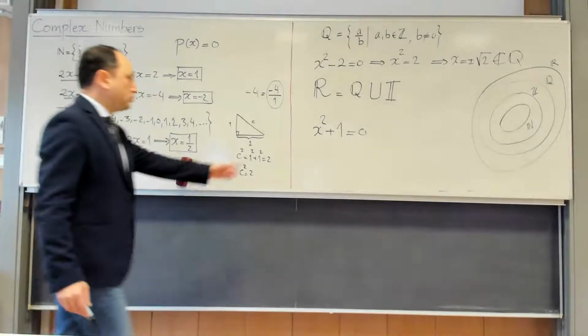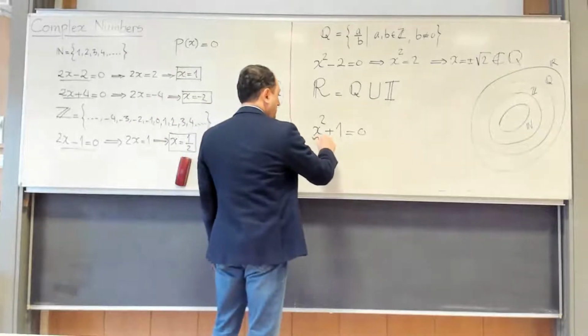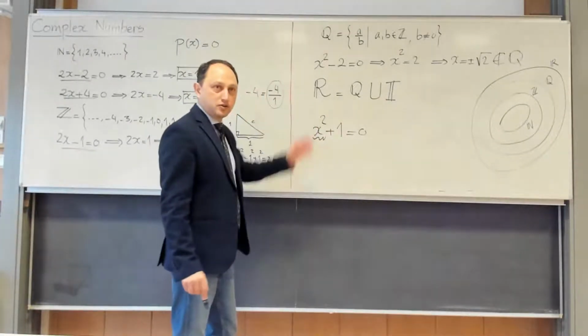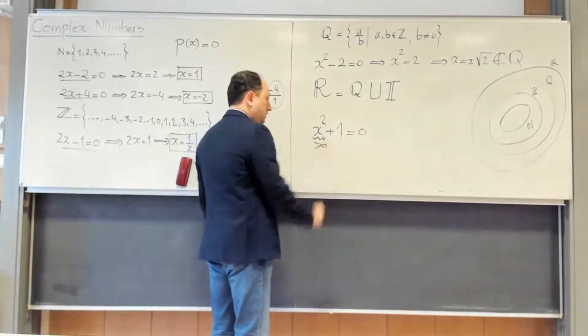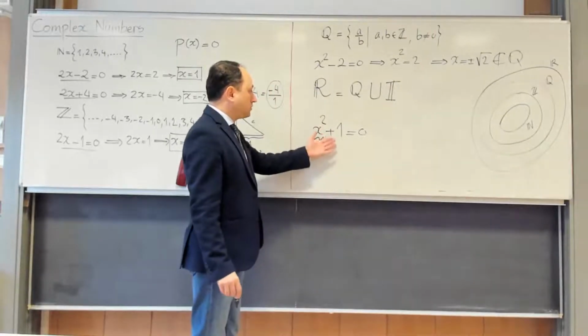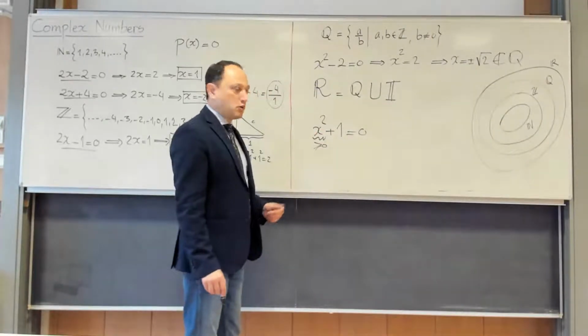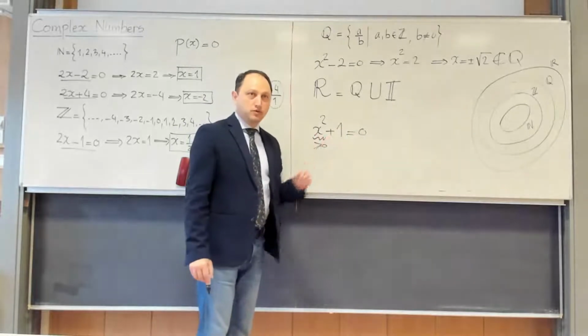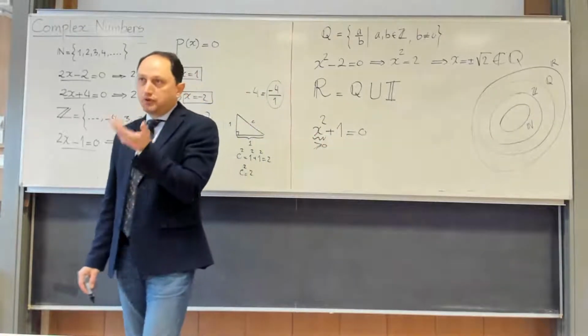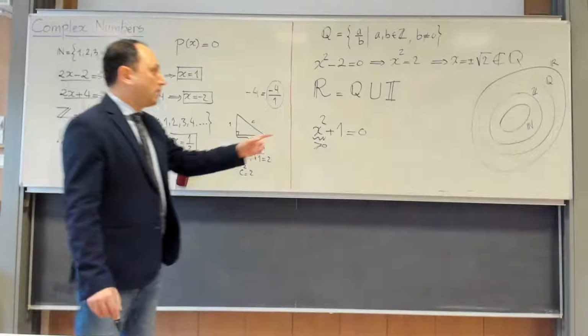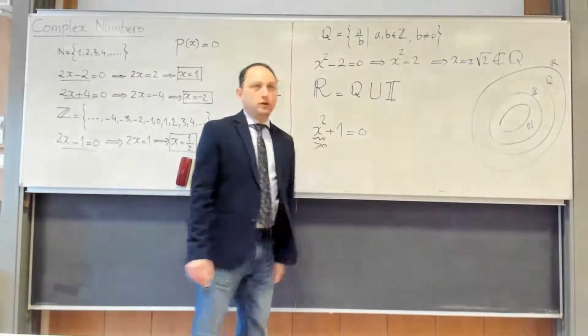Exactly, because when I square this one, we talked about this. What is the minimum value of this? x squared is non-negative. And then I add 1 to it, it becomes greater than or equal to 1. So how could I expect that this one becomes equal to 0? So for this simple reason, we realize that there are no numbers there that can solve this equation.